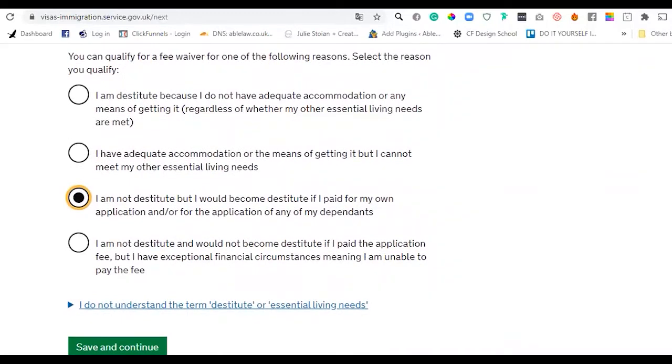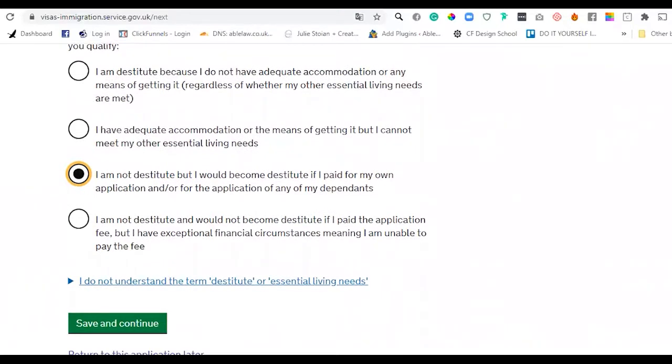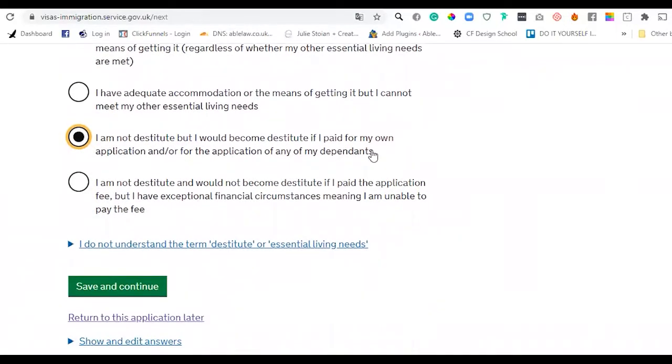So I'm assuming with this third category, it asks what would happen if you pay for the fee. You can say, well, I've got everything I need. I have adequate accommodation. I can pay that. I can pay my essential living needs. But after that, I won't have any money to pay for next month's rent, let's say, or next month's food. Especially if you don't have any job, you can say, I haven't got any job, so I don't know where I'm going to get my money next month. I have this money, but I have to use this to apply for my visa. And therefore, I am going to be destitute if I use this money to pay for the Home Office fees. I'm assuming this is what it means.